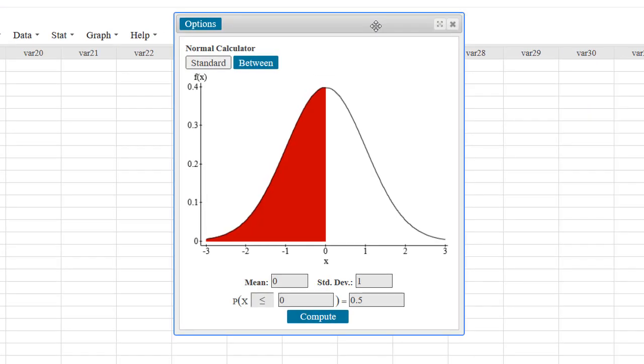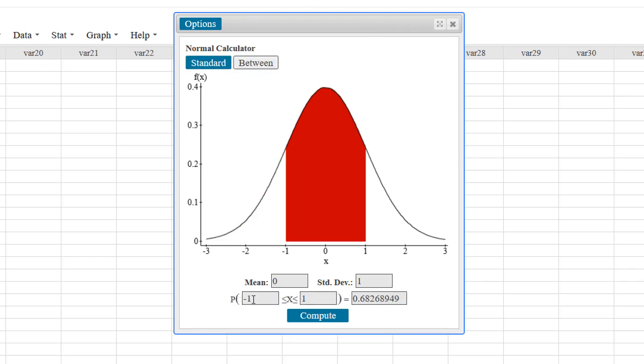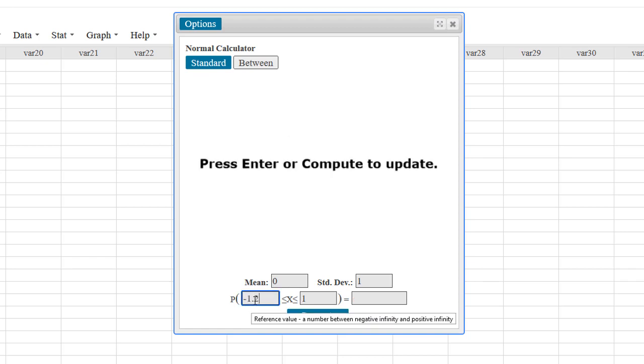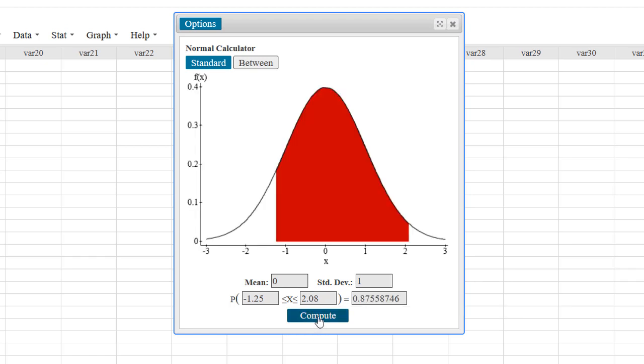Question 1, we want to find the area in between negative 1.25 and 2.08. Using the calculator, we click Between, and then we type in the lower limit, negative 1.25. We type in the upper limit, which is 2.08, and then we hit Compute. And notice we get the exact same answer as we got from the table if you round this off to 4 decimal places, 0.8756.